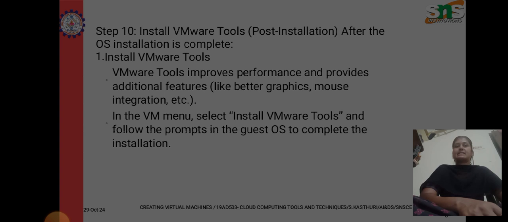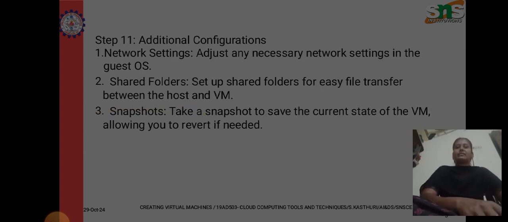Next is the installation of VMware Tools. Post installation. After the OS installation is complete, install VMware Tools. So VMware Tools improves performance and provides additional features like better graphics, mouse integration, etc. In the VM menu, select install VMware Tools and follow the prompts in the guest OS to complete the installation. So additional configurations, network settings, shared folders, snapshots may be added additionally.